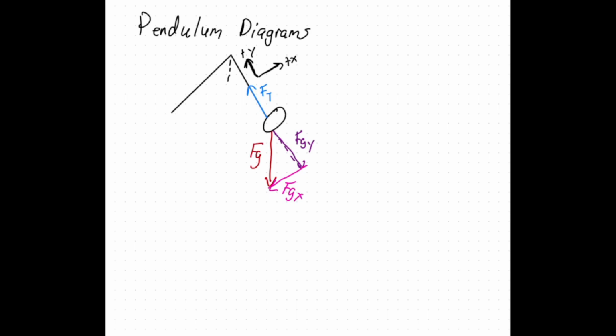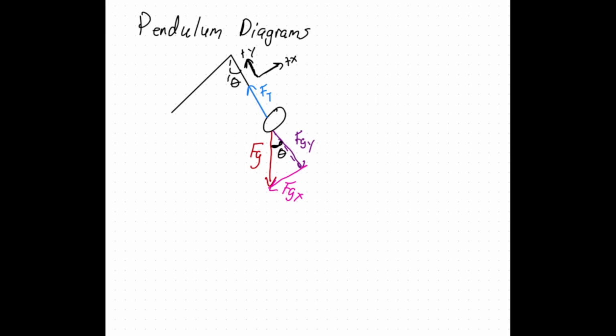And if I am at some maximum angle theta, this angle here between Fg and Fgy will also be theta. So what that tells us is that Ft and Fgy cancel each other out, whereas Fgx will cause us to go on that circular path. That's our radial acceleration.